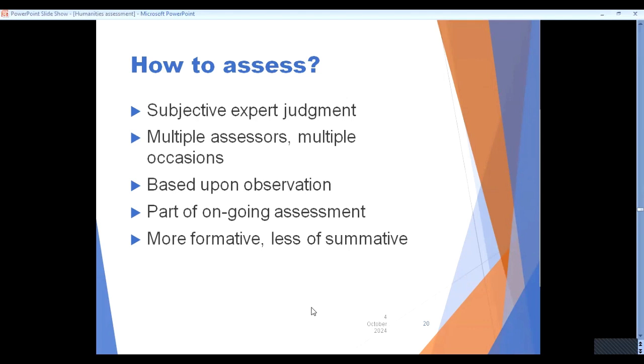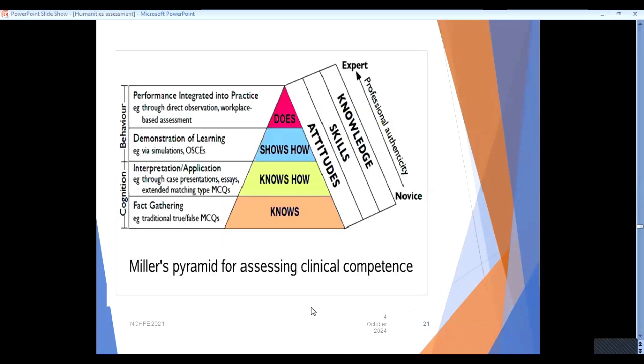So whatever assessment method or tool we select for humanities, more stress should be laid on subjective assessment. Based on observation, it should be a part of ongoing assessment. It should be more of formative and less of summative. So give more opportunities for the students to get assessed. And at each assessment station, you go on giving feedback, the students go on improving. And if you do this multiple times, their learning goes on increasing. Next one, please. So we have got one wheel.